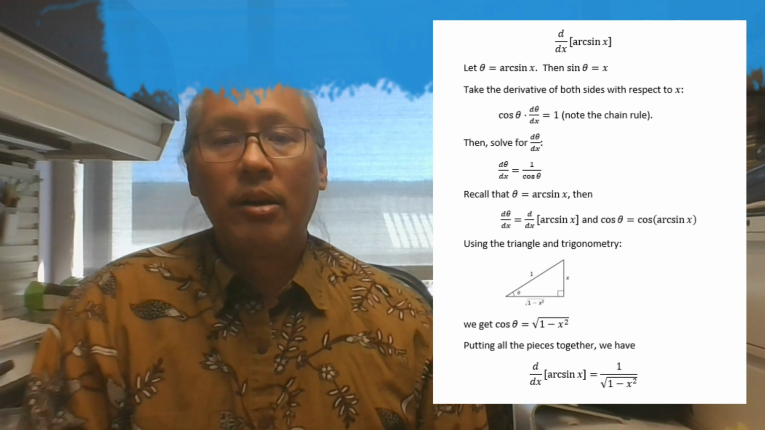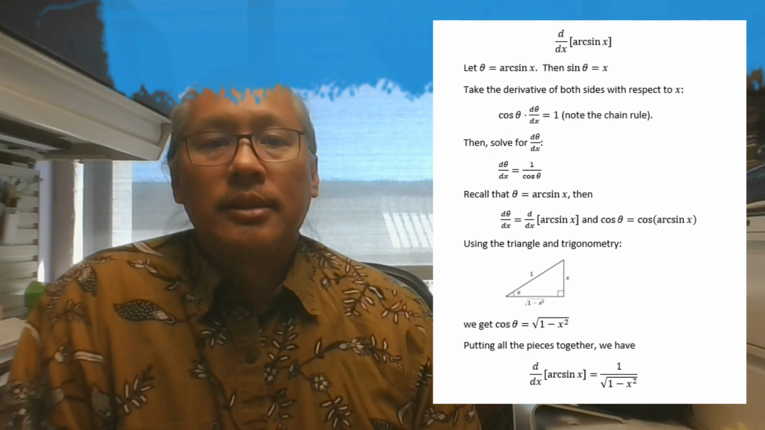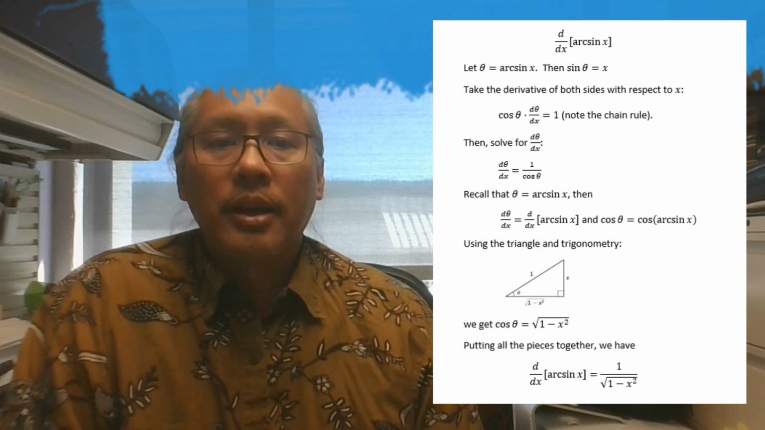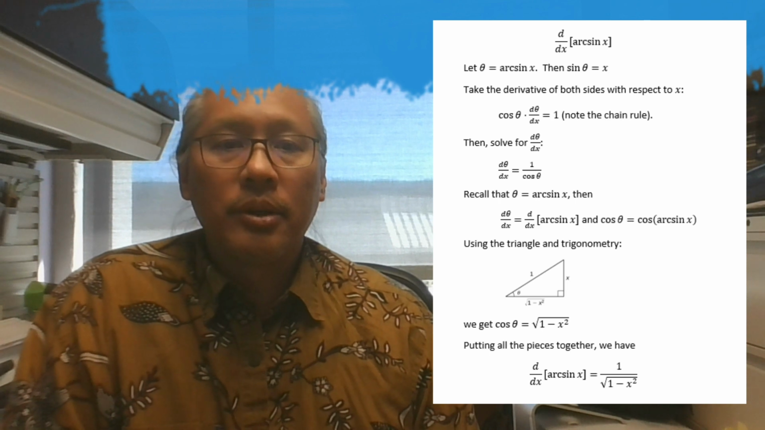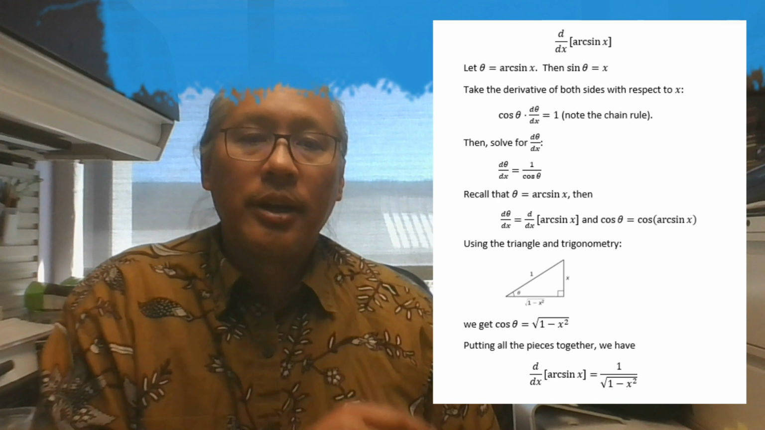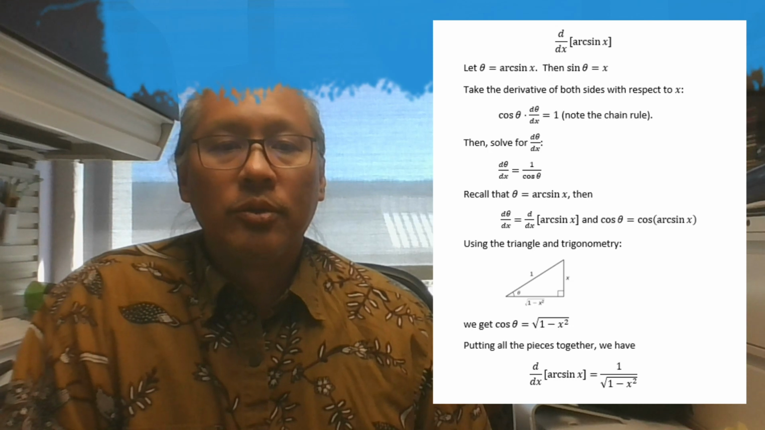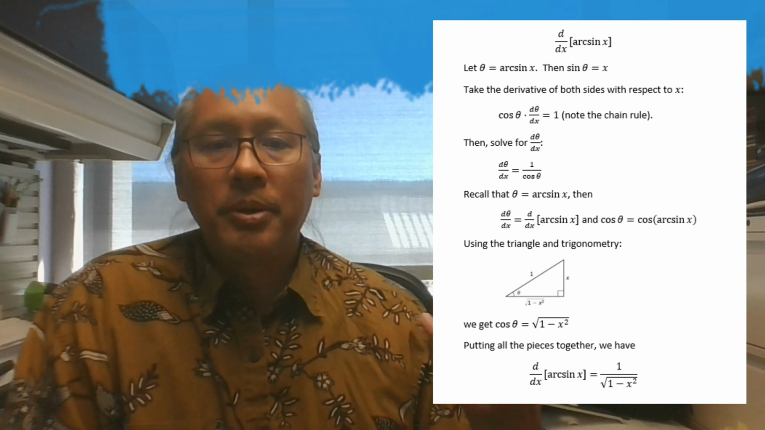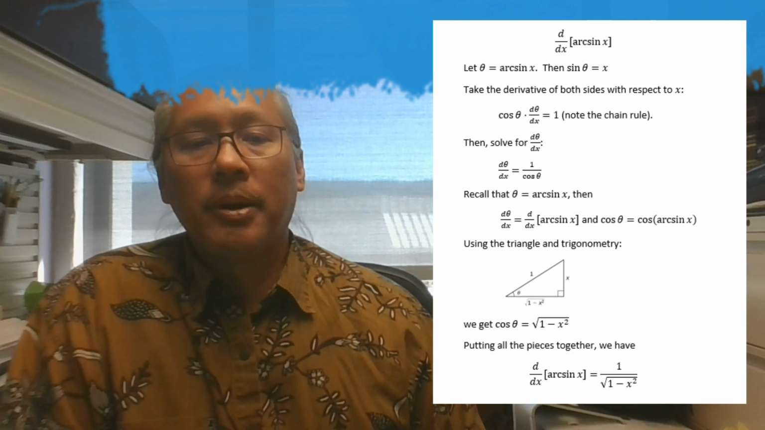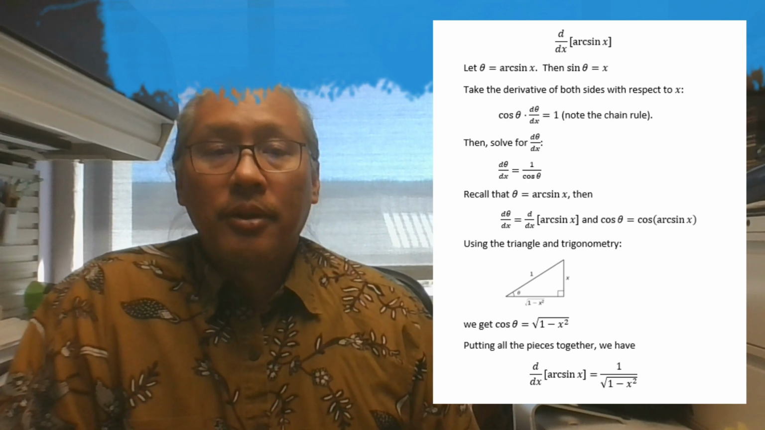So we have to somehow get our expressions back to x's and not thetas. Since theta is equal to arc sine of x, we can replace theta with arc sine of x, and for the cosine of the arc sine of x, we would use a right triangle, and we get the cosine to be the square root of 1 minus x squared. If we piece that all together, we get the derivative of the arc sine function equal to 1 divided by the square root of 1 minus x squared. All right, so that's the derivative of the arc sine.